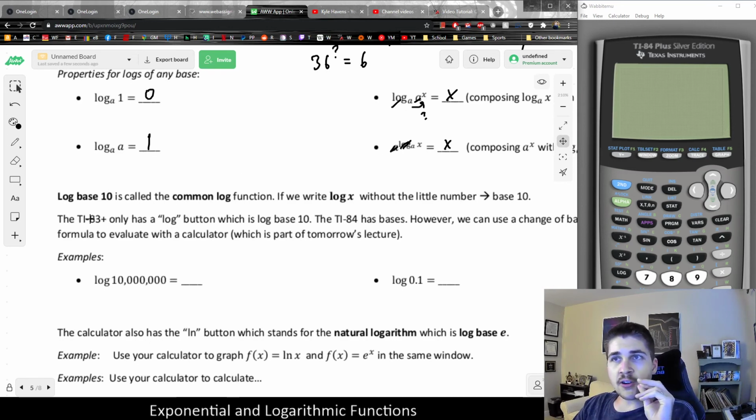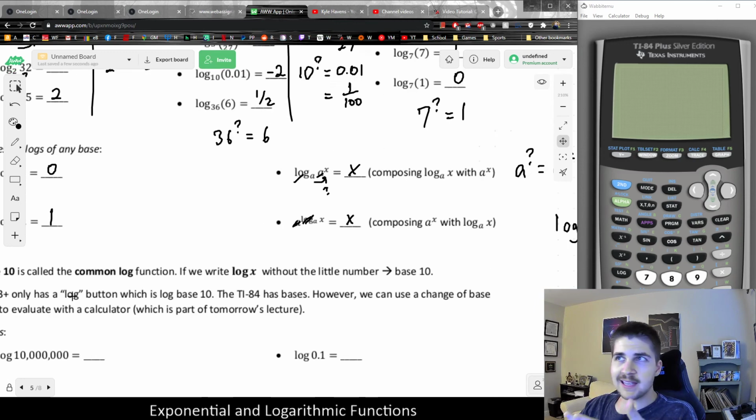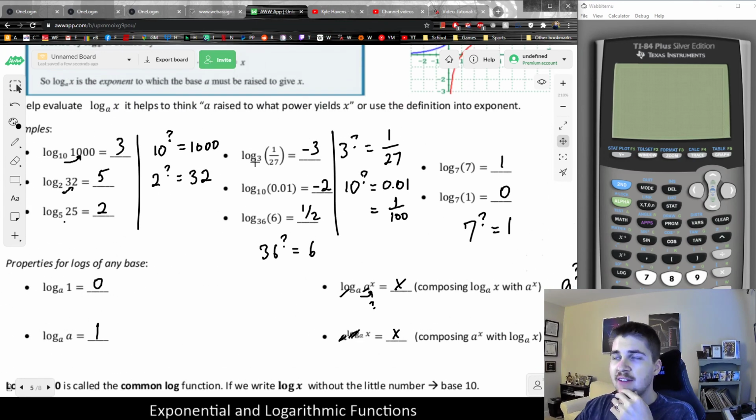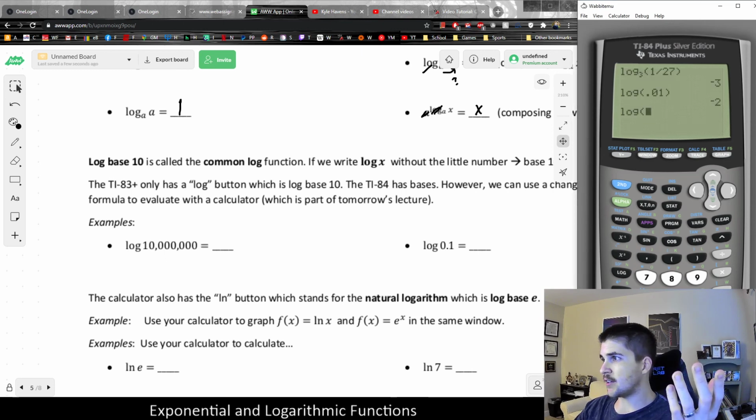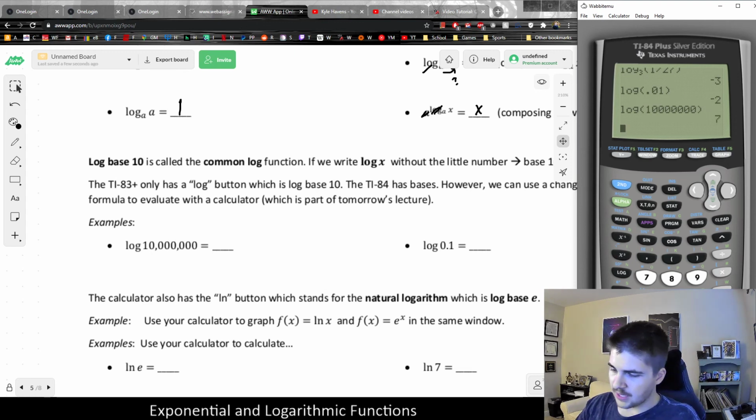And as I mentioned earlier, log base 10 is the common log. So if you ever see log without a base, you're always going to have a little number there, but if there's not one, you can always pretend there's a 10 in there. You could write a 10 in, but basically a log when there is no base represented is always base 10. So if you use this log in your calculator to find the log of 10 million, that's going to be 7.